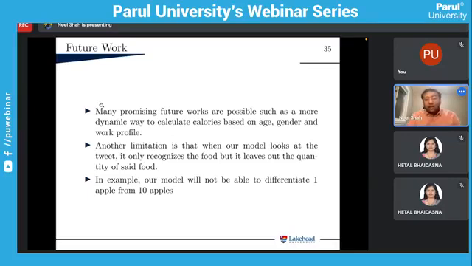So the future work. Now the question is what we can do to make this system more robust, and what changes we can make, so the government can gain trust to use this kind of system as an alternative to what they are currently using, the traditional way. So the first thing is that we have to use a more dynamic way to calculate calories, not only based on what we eat, like food. We can also add the age or gender or work profile, right?